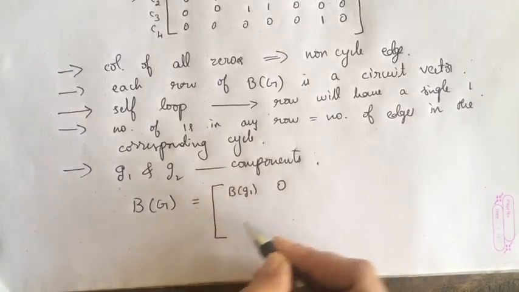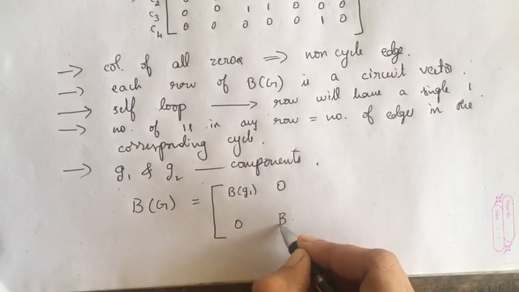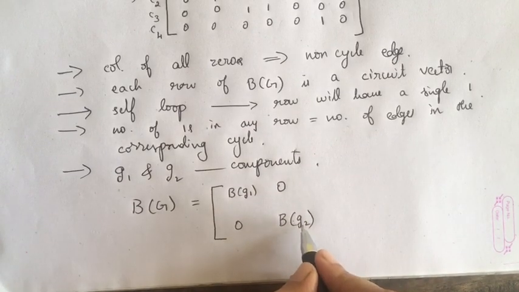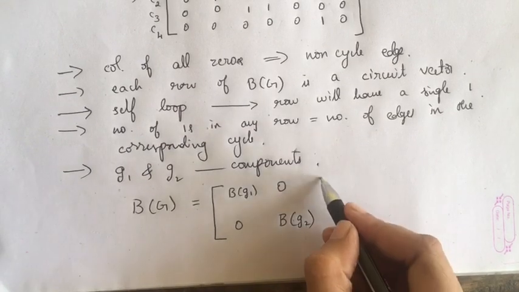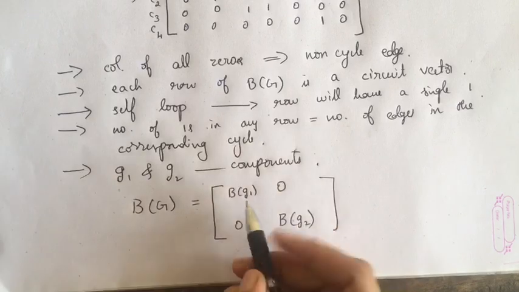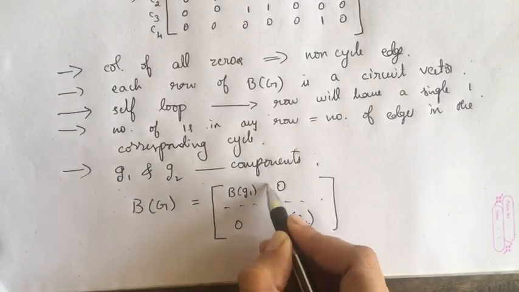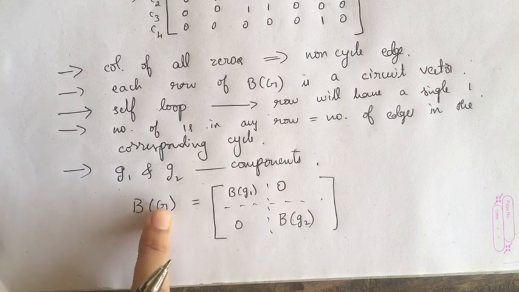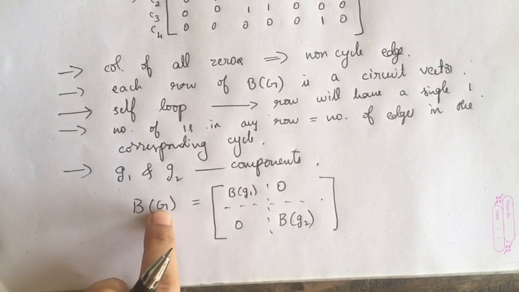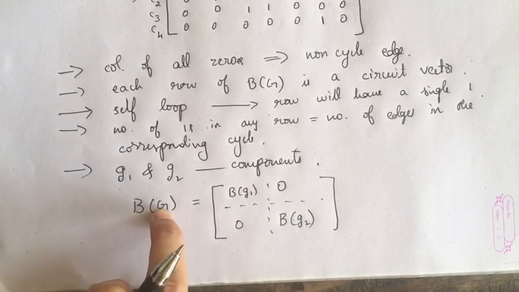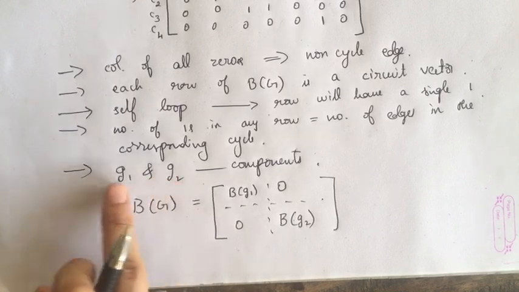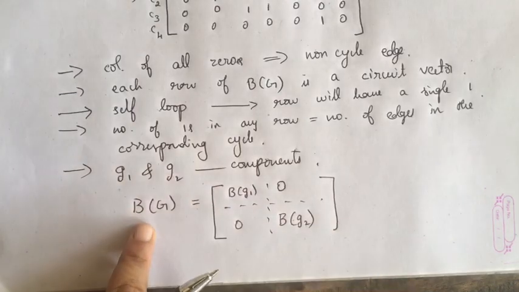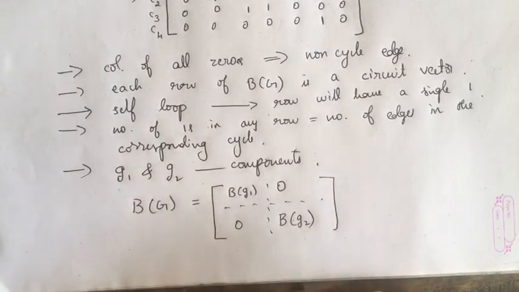All the entries will be equal to 0, and this will be the component for component G2. This will be the circuit matrix. So this block diagonal form gives you the circuit matrix for G. If G is separable or disconnected and has two components, then I can write the circuit matrix in this manner.